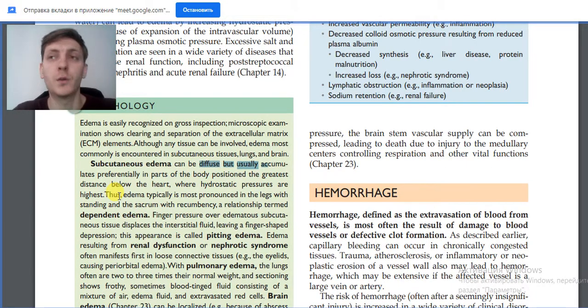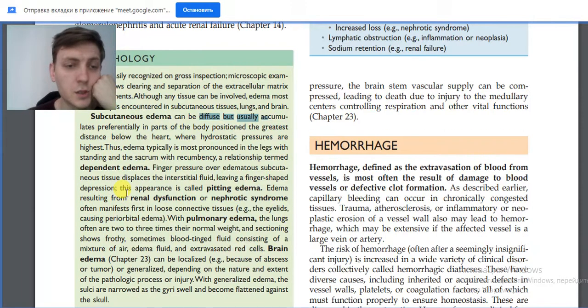When you usually are in a vertical position, your head is on top and legs are down. And after the day of life, all the swellings occur in the hands, and also in the feet. So that's subcutaneous edema. It is present peripheral to the heart, down from the heart. It happens due to hydrostatic pressure. But it also can be diffuse.